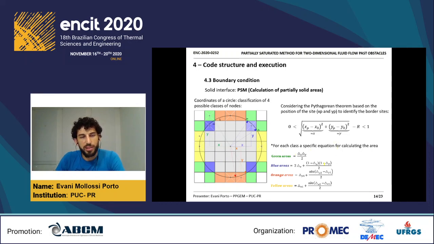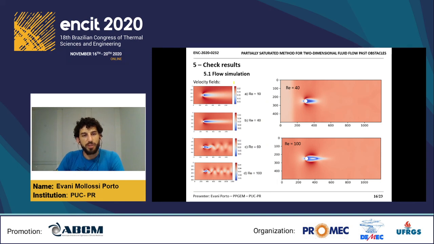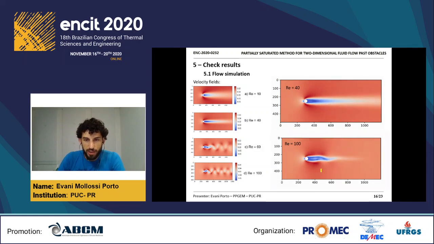So after calculating these boundary conditions, we can get the outputs of the program. That's the velocity field, drag and lift coefficients, and also the Strouhal number. As a check of results, we have here the velocity fields for Reynolds numbers ranging from 10 to 100. For a Reynolds number of 40, we have a laminar flow, and for Reynolds numbers around 100, we have oscillations in the fluid flow. And here we have the variation of drag and lift coefficients.